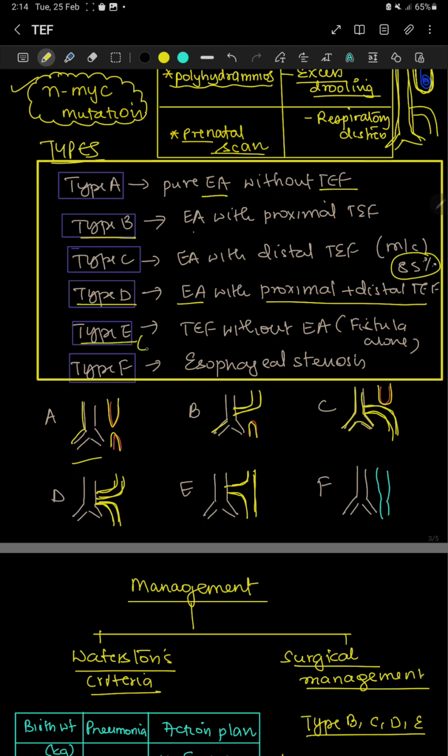Whereas type E is also called H type, where you have both proximal and distal TEF. There is no esophageal atresia, only there is a fistulous communication between the trachea and the esophagus. Coming to type F, also called esophageal stenosis, there is no TEF but there is esophageal stenosis.